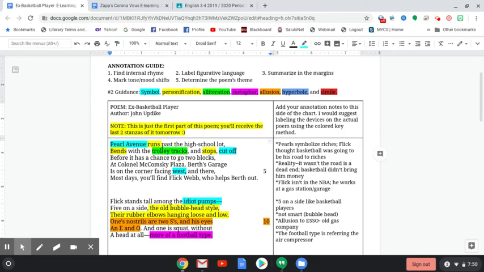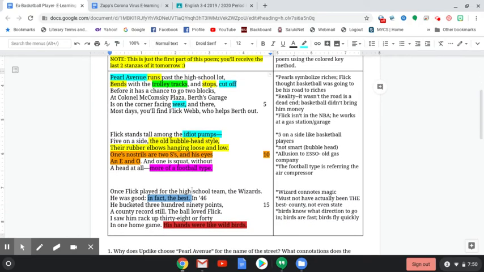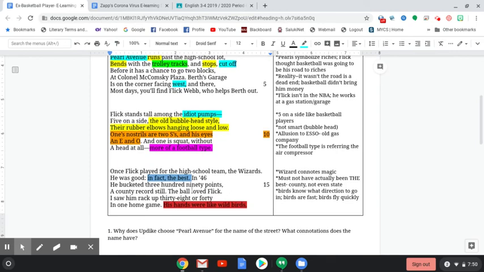Look at his name, Flick Webb. So Flick, picture a flick of the wrist, right? When you're shooting a ball. Webb, you're probably thinking of the net on the hoop, okay? All right, so now he works at a gas station garage. Let's look at stanza 2.